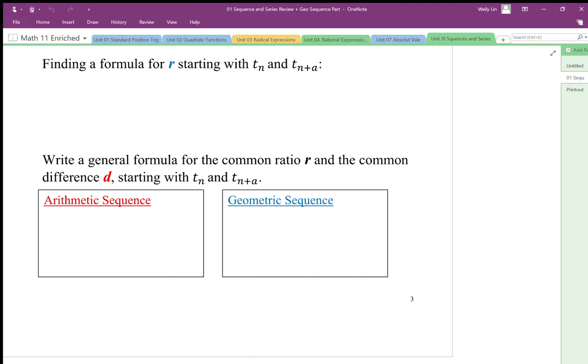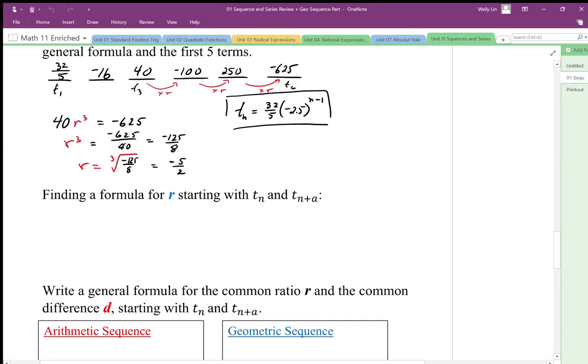The key to solving arithmetic sequences ended up being D. We often needed to find D, so that was fairly important. For geometric sequences, the R is just as important. There's an analogy between the R and the D in arithmetic sequences. So first of all, let's find a general formula for R from the Tn and Tn plus A.